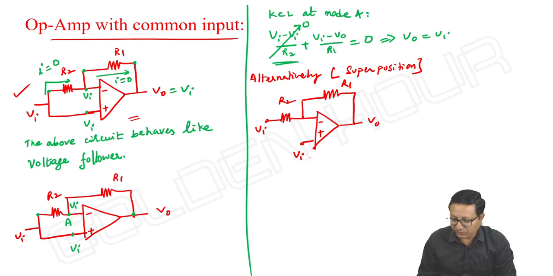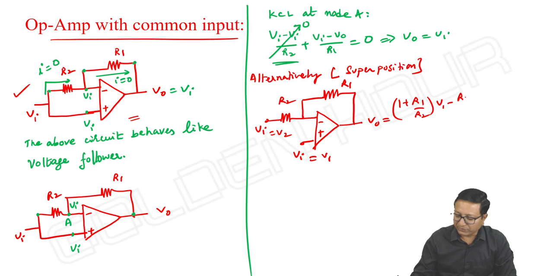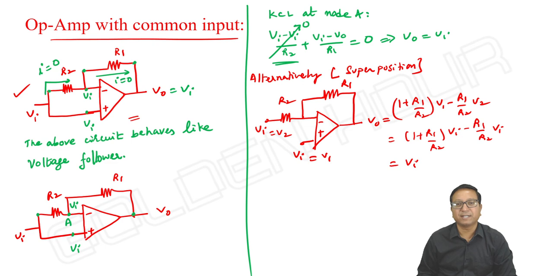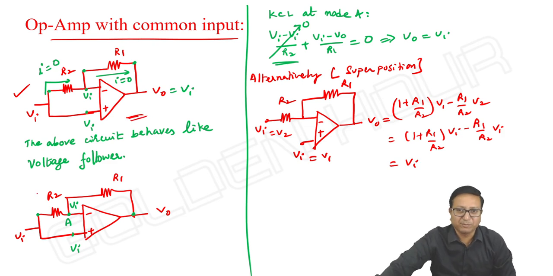So it's like you are giving two inputs, like V1 and V2. So what is the output equation? It is (1 plus R1 by R2) into V1 minus R1 by R2 into V2. But both V1 and V2 are equal. So (1 plus R1 by R2) into Vi minus R1 by R2 into Vi. Finally, what is your answer? Same as before, though this way looks lengthy. This is the simplest way to get the answer. So nothing to worry about.